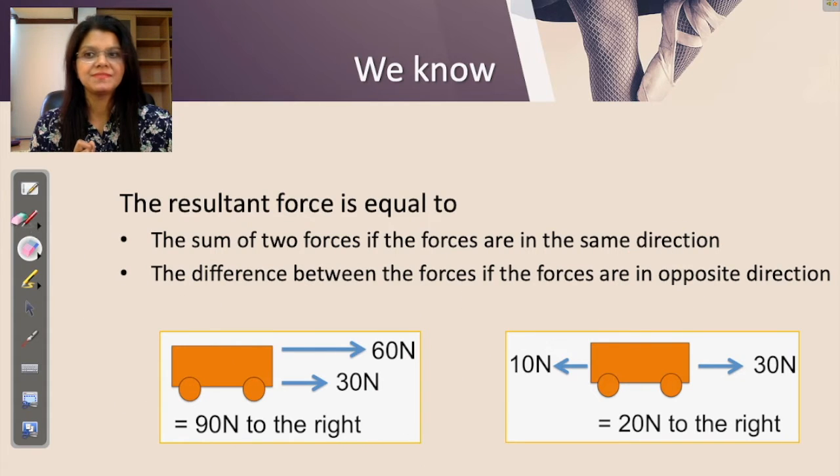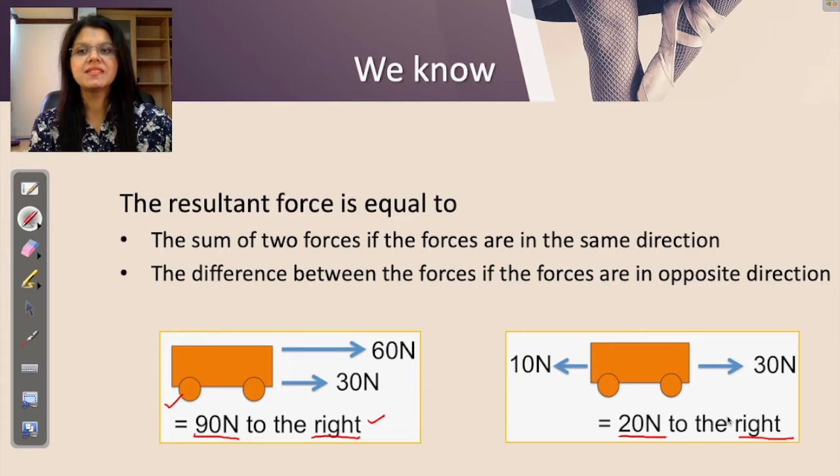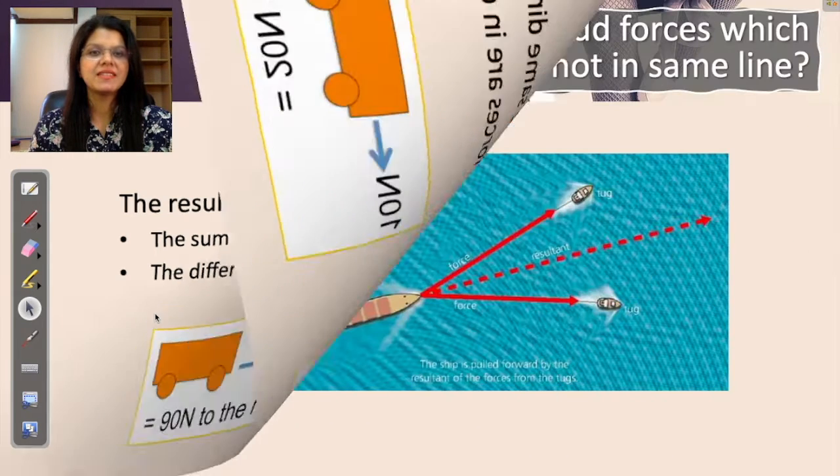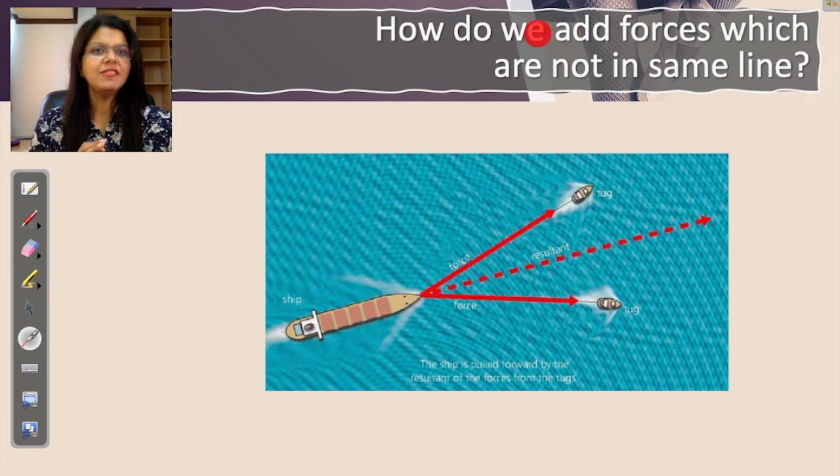Force is a vector quantity. Please do remember, whenever you're finding the resultant force, you have to give the magnitude, which is 90 newtons as in the first picture. You have to also mention its direction, which is towards the right. Similarly, in the second picture, you are giving the magnitude and its direction. Fine. So this is easy to understand. Adding, subtracting vectors is easy when they are in the same straight line. Now consider this scenario. How do we add forces which are not in the same line?